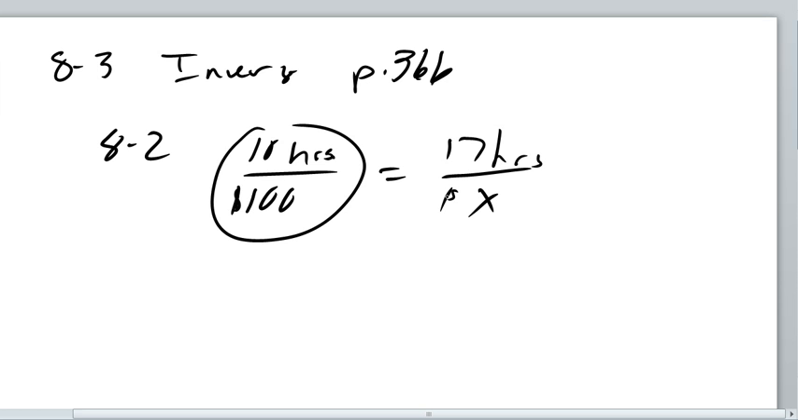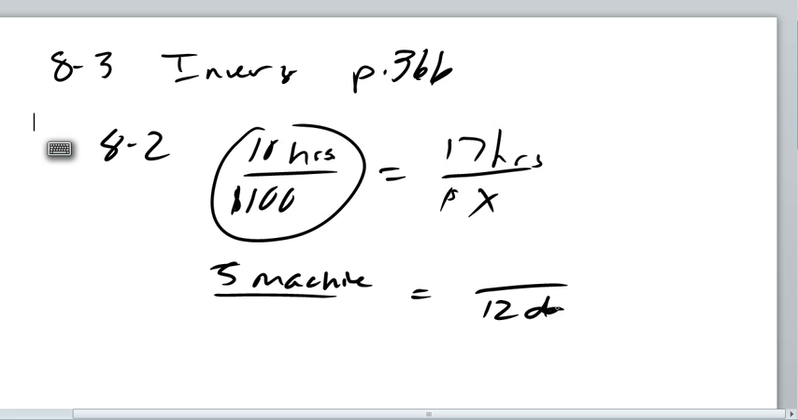Now, with indirect proportions, what you're going to want to do is set those up so they are not above each other. So for example, on page 366, it talks about the machines problem. If 5 machines finish it in 12 days, 8 machines would finish it in how many days? Here we would go 5 machines, and since this is an indirect proportion, you put it on the other side of the equal sign. 12 days, so 8 machines would finish it in how many days? This is going to be our variable, we'll call it x. So you still cross multiply to solve.